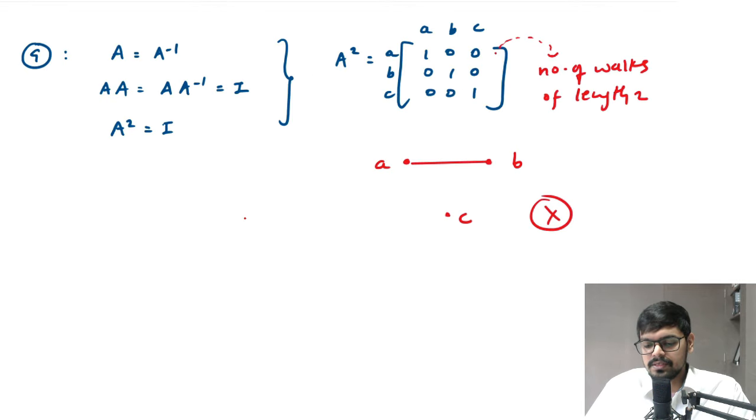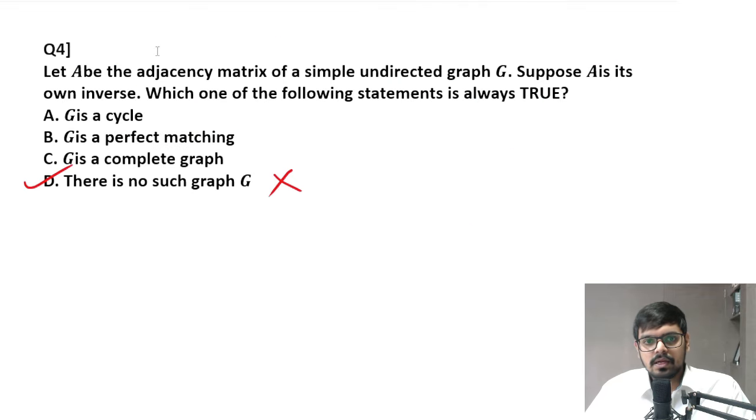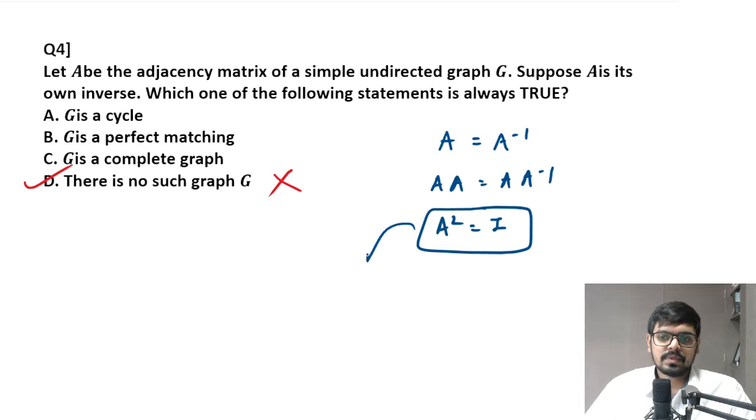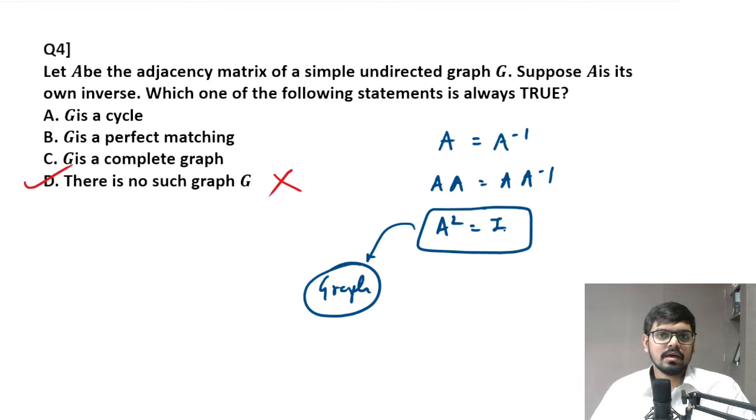Why? Let us investigate. The very first step is to analyze the data. The data is saying A matrix is its own inverse. So A is equal to A inverse. Pre-multiply A on both sides. Then as per the matrices, A into A is A square, A into A inverse is the identity matrix. So A square is the identity matrix. From this data, can you generate a graph? Obviously, since it is the identity matrix, primary diagonal elements are 1, other elements are 0. So we can create it, sir, no issue.